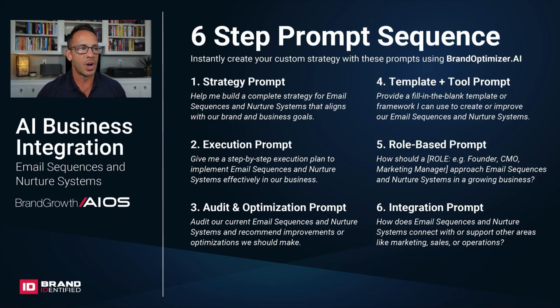So prompt number 1, this is your strategy prompt, and that is: help me build a complete strategy for email sequences and nurture systems that aligns with our brand and our business goals. Prompt number 2 is your execution prompt, and that is: give me a step-by-step execution plan to implement email sequences and nurture systems effectively in our business. Prompt number 3 is our audit and optimization prompt, and that is: audit our current email sequences and nurture systems and recommend improvements or optimizations that we should make.